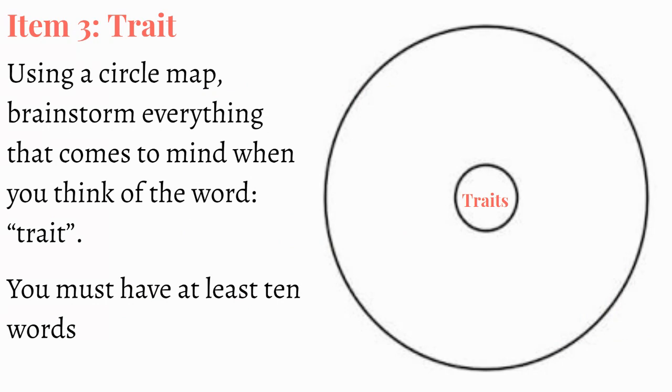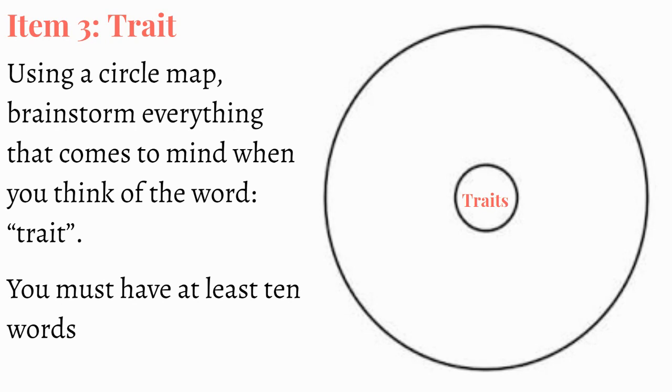Next, item 3, the easiest thing, we're going to do a circle map. But this time, we're trying to think about, okay, what are these things that we're getting from our parents? What do we know about the word trait? So, don't search that up, because I don't want the definition of the word trait. I want to know what you know. What do you know about the word trait?